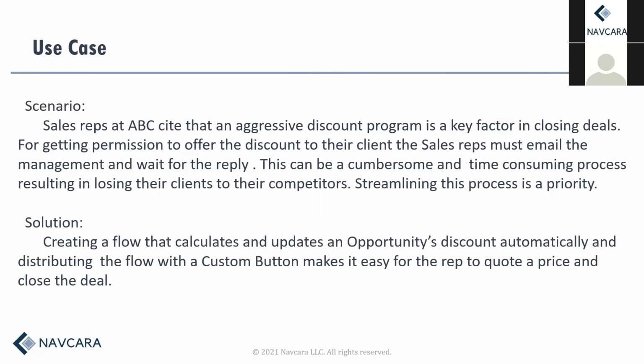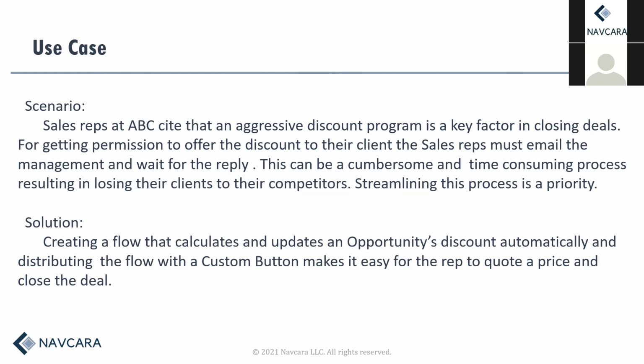The use case. Sales reps at ABC say that an aggressive discount program is a key factor in closing deals. To get permission to offer the discount to their client, the sales reps must email the management and wait for the reply. This can be a cumbersome and time-consuming process, resulting in losing their clients to their competitors. Streamlining this process is a priority.